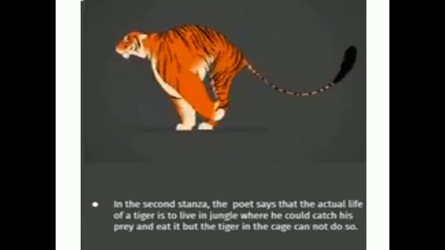In the second stanza, the poet says that the actual life of a tiger is to live in the jungle where he could catch his prey and eat it, but the tiger in the cage cannot do so.